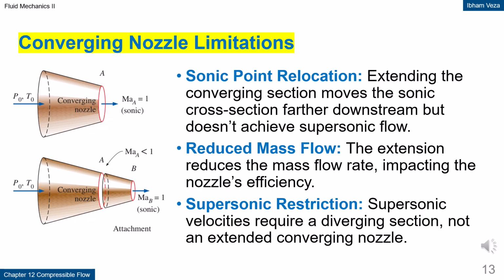Converging nozzle limitations. Extending the converging section only shifts the sonic point downstream. However, this method never produces supersonic flow. In fact, the mass flow rate can even decrease due to changes in flow conditions. To achieve supersonic speed, a diverging section is mandatory. This shows the physical limitation of a purely converging nozzle.